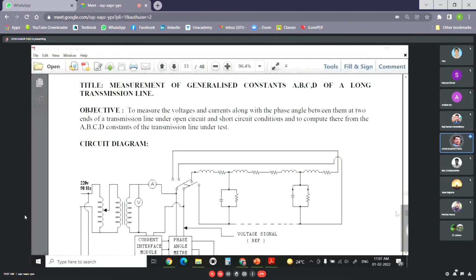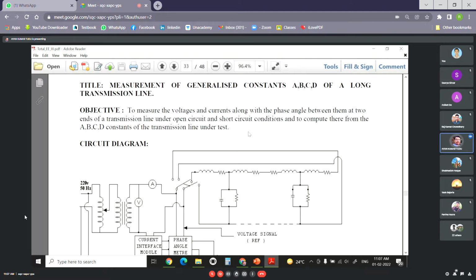As you can see, we are talking about measurement of generalized constants ABCD of a long transmission line. What we'll be trying to do is measure the voltages and currents along with the phase angle between them at two ends of a transmission line. We have a single transmission line. We were talking about the voltage and currents along with the phase angles between them at the two ends of a transmission line under open circuit and short circuit conditions, and to compute therefrom the ABCD constants of the transmission line on the test.